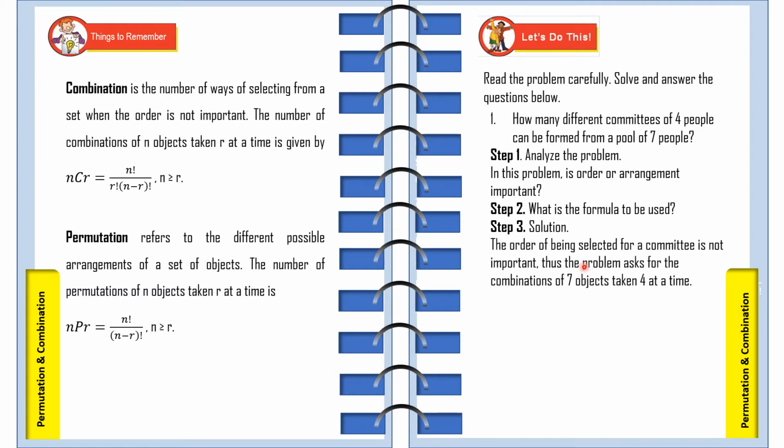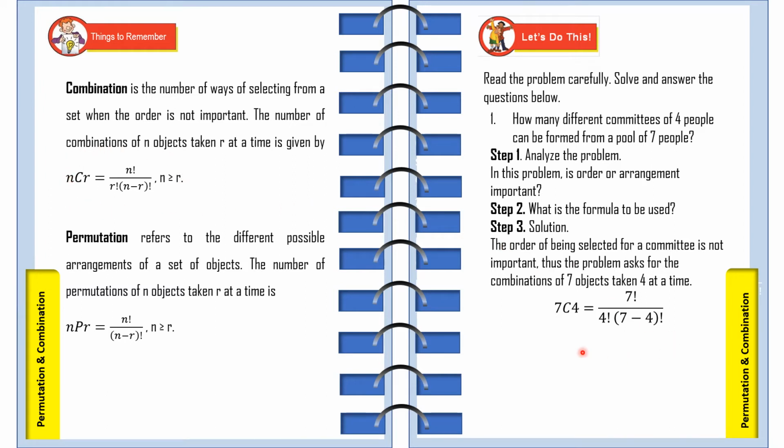Okay, so the order of being selected for a committee is not important. In this situation, we identified that order is not important here because we're only choosing 4 people from 7. So it doesn't matter who we pick. The goal is simply to choose 4 people out of 7 to form the committee. That's why the order is not important. Therefore, this is under the combination problems. So this situation involves combination.